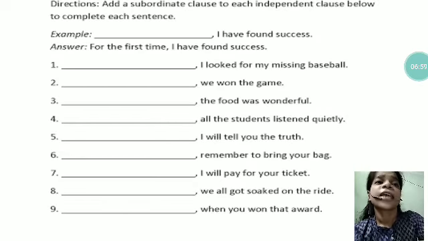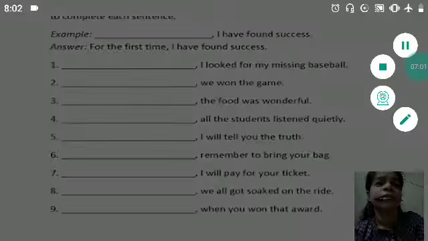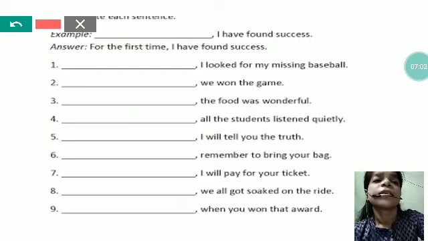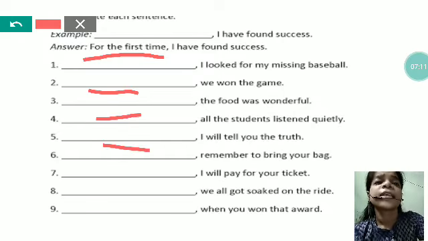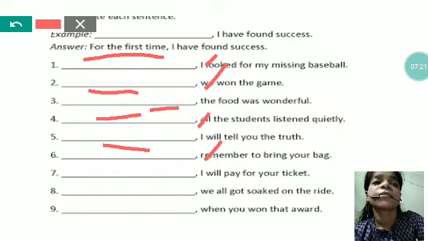Like see, dash, I have found success. Here I have written, for the first time I have found success. So anything you can add in the blank, you just have to be clear that it should be a subordinate clause, and whatever you write should be related to the main clause present there.